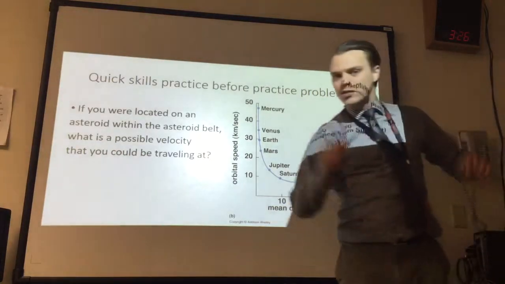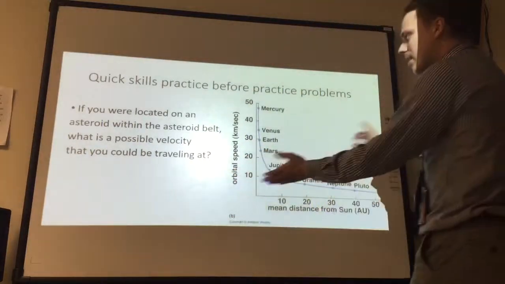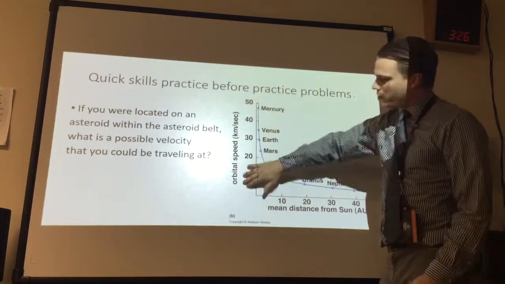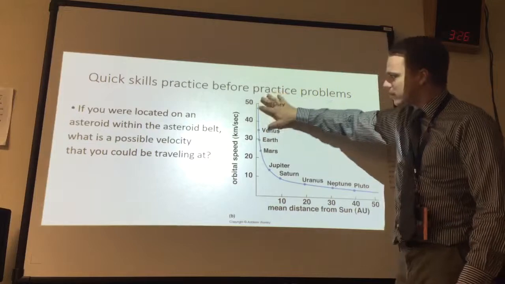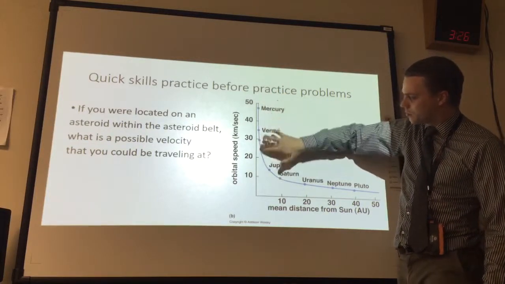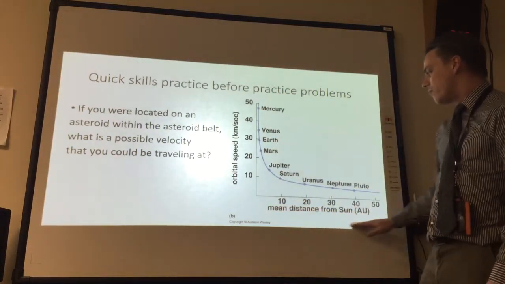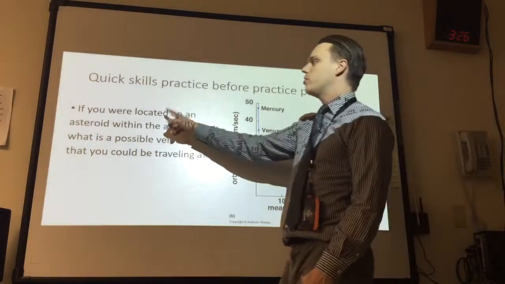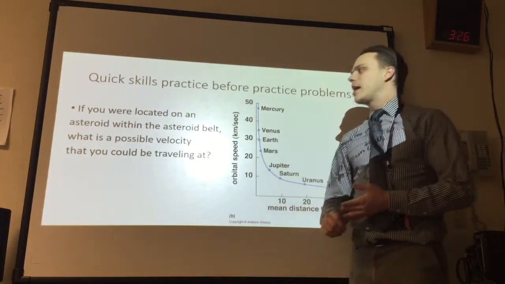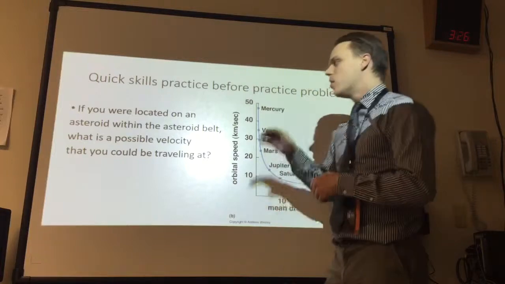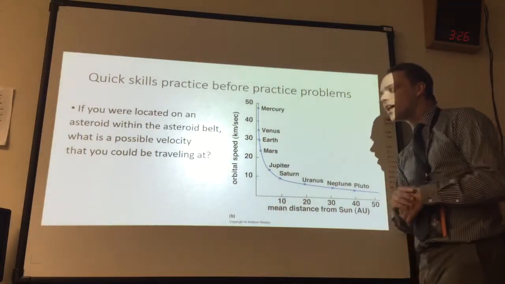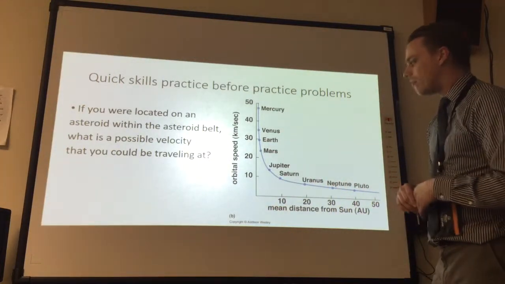So final thing, this is a critical thinking process. Let's say they give you the orbital speeds of these different planets, and they give you the distance from the sun. They're asking you if you were located on an asteroid, within the asteroid belt, what is a possible velocity that you could be traveling at?